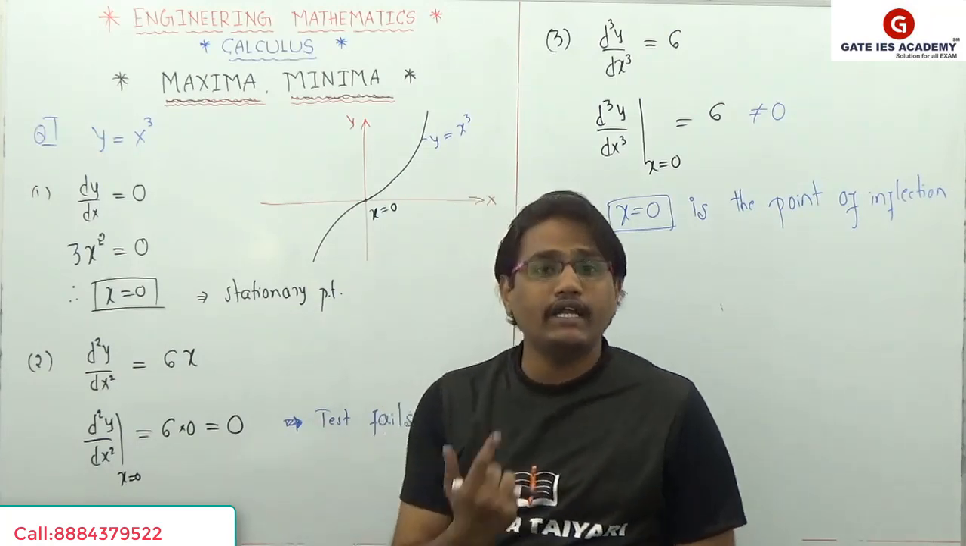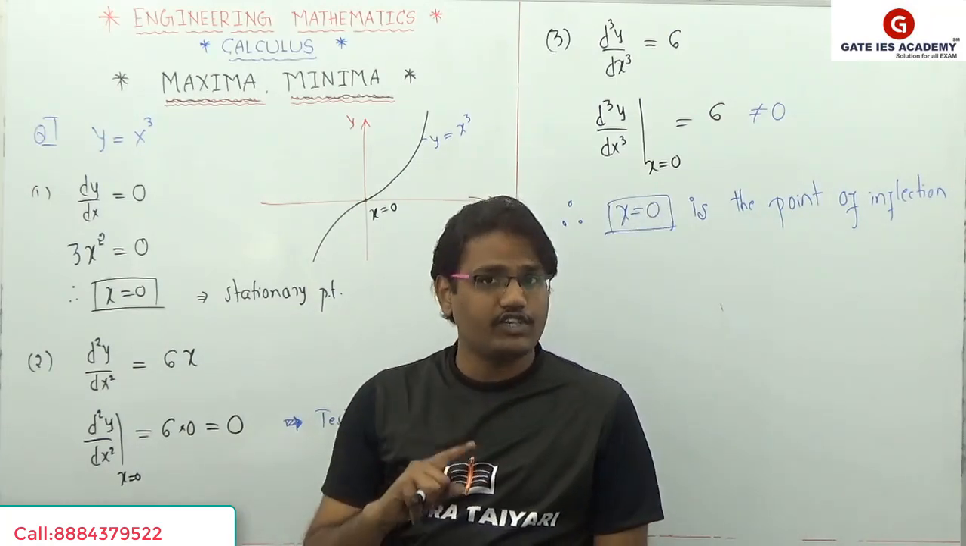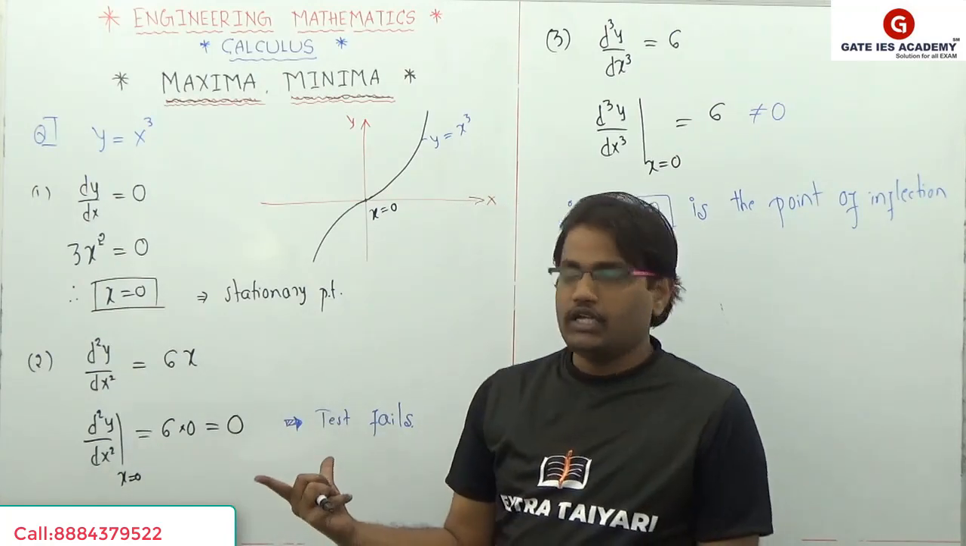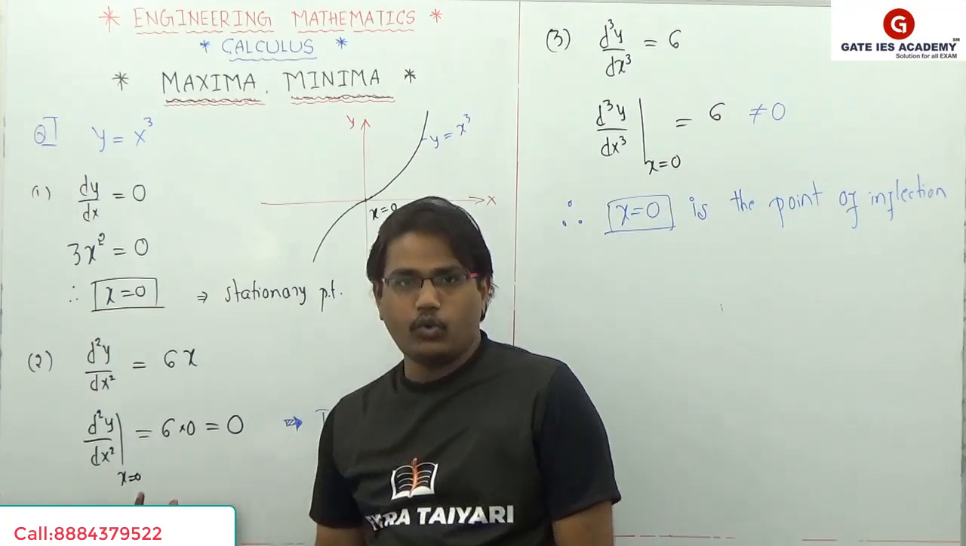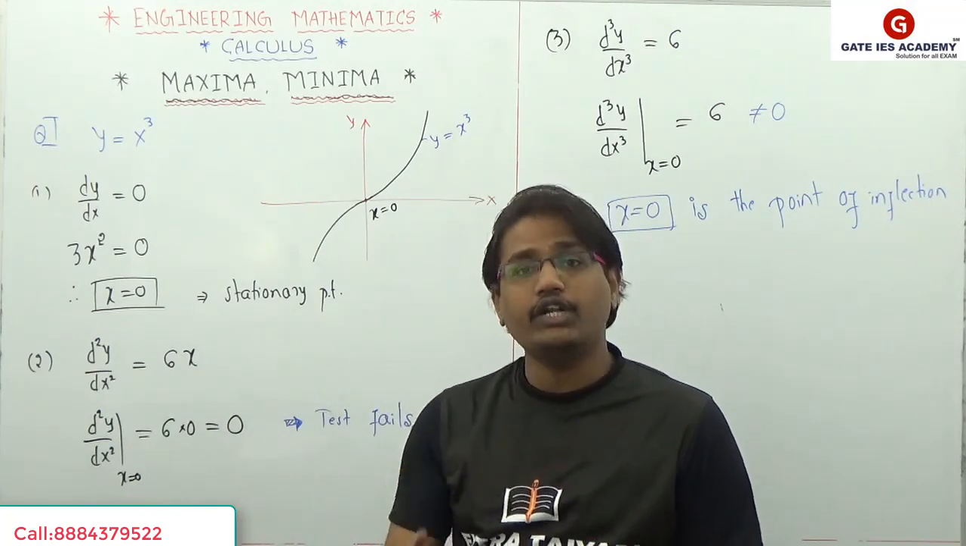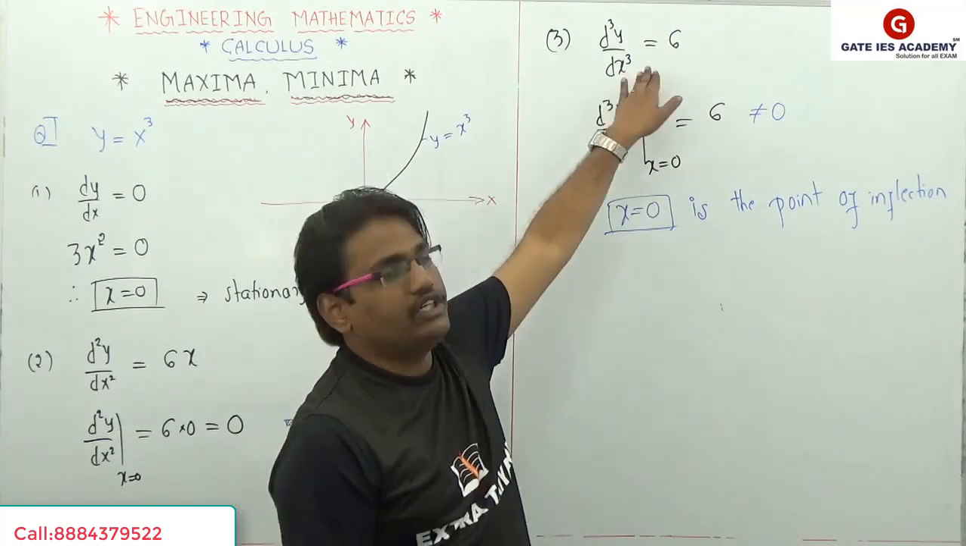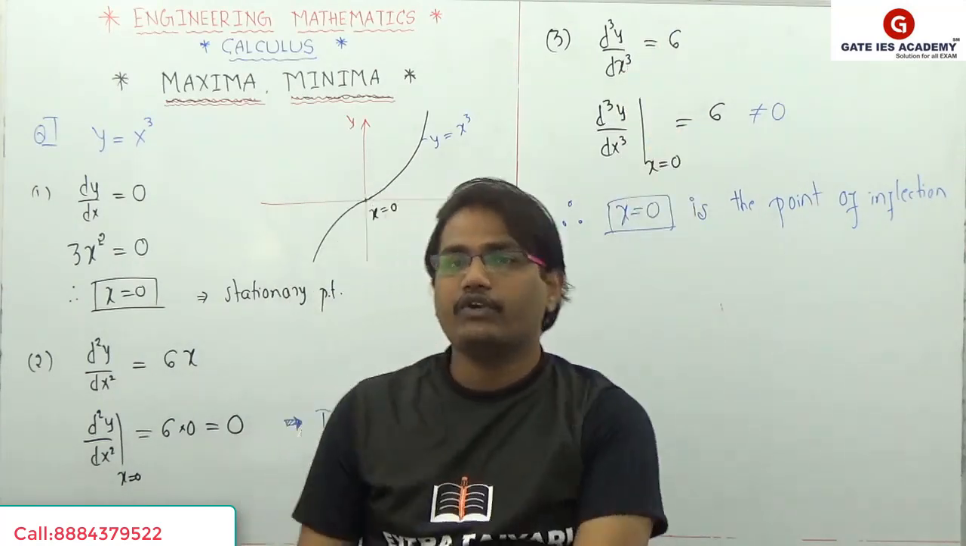It does not directly imply the point of inflection. No, it just tells you the test fails. Now if you want to know whether this point is a point of inflection or not, then you need to proceed to the third derivative. Now what is the third derivative of this function?